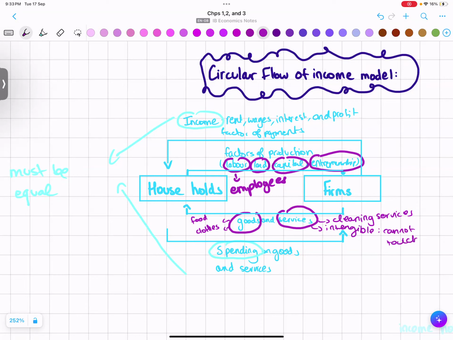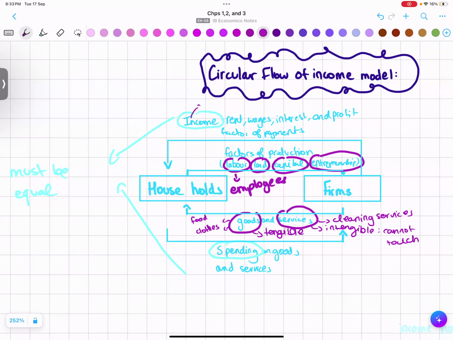Okay. And then the goods are tangible, you can touch them. That's the difference between goods and services, right? Now you also have what firms are offering to households, which is basically income. They're offering them rent, they're offering them wages.